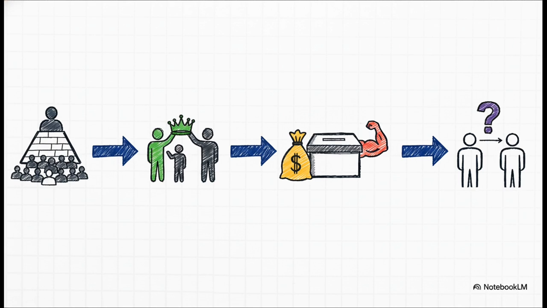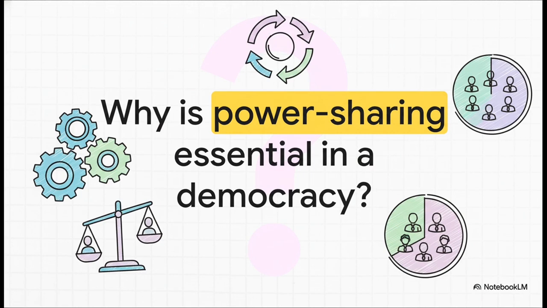And how do they keep that power? Often through the influence of money and muscle power to win elections. The result of all this? Voters are left with a lack of meaningful choice, because all the major parties start to look and sound the same. And for our final question in this section, we're hitting a huge concept: power sharing.